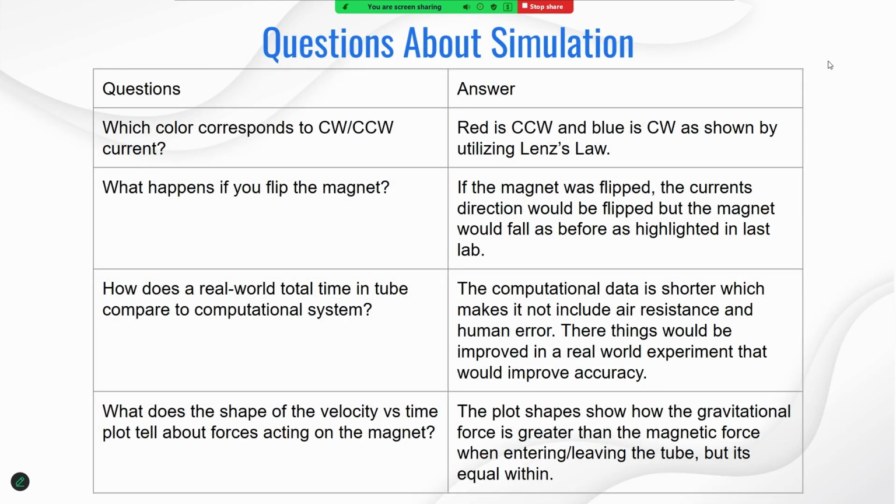So some questions about the simulation. As seen before, there were colors. And so what color corresponds to the clockwise motion and which one corresponds to the counterclockwise motion in the current? Red is the counterclockwise motion, which was on the bottom, and blue is the clockwise motion, which is on the top. And this is shown by utilizing Lenz's law.